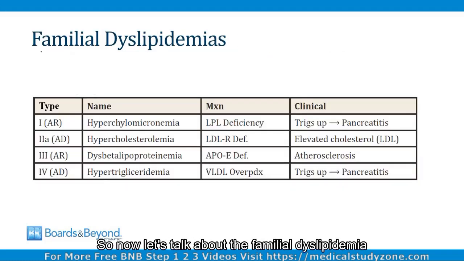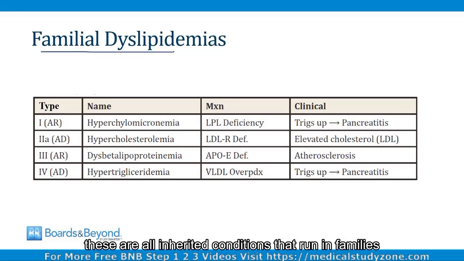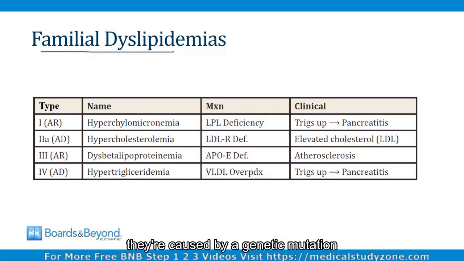So now let's talk about the familial dyslipidemias. These are all inherited conditions that run in families. They're caused by a genetic mutation in one of the genes that's related to processing of lipids in the body. There are 4 of them that you should know. Type 1 and Type 3 are autosomal recessive. Type 2 and Type 4 are autosomal dominant. And in the next few slides, we'll go through all 4 of them and talk about the clinical features.